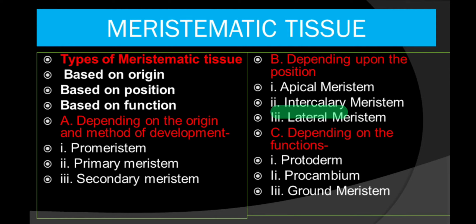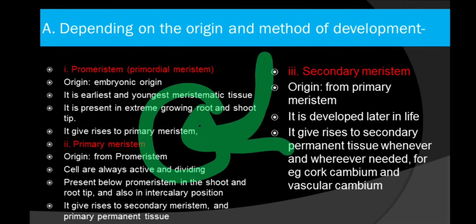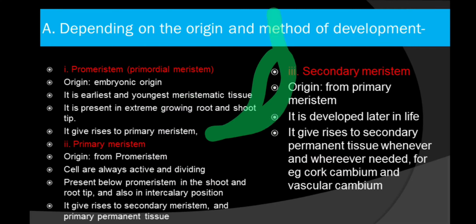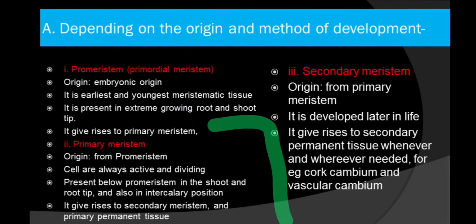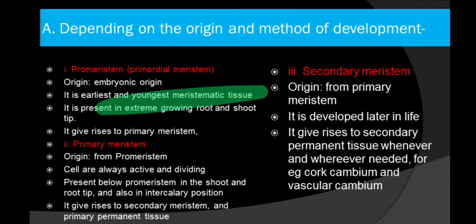So let's see on the basis of origin: promeristem, primary and secondary. Promeristem has an embryonic origin. You have seen a seed, when it germinates, it gives rise to a radicle and the plumule. The plumule will make the shoot, and the radicle will make the root. So the plumule contains this promeristem, so it is of embryonic origin. It is the earliest and the youngest meristematic tissue, and it is present in the extreme growing root and shoot tip.